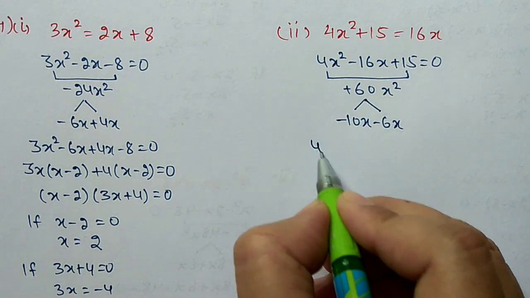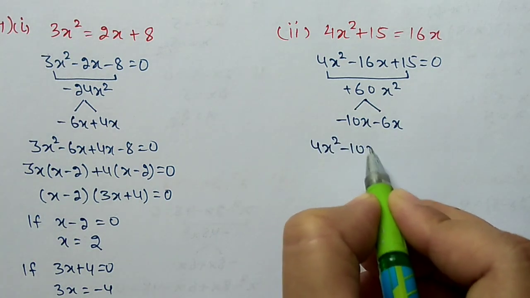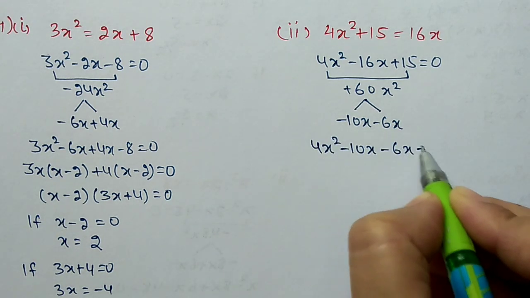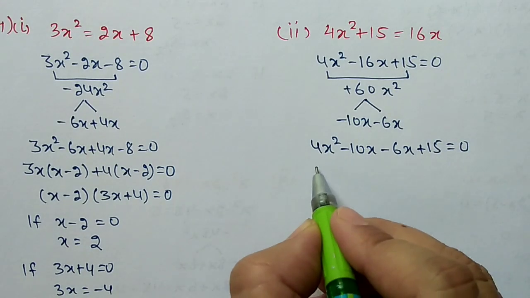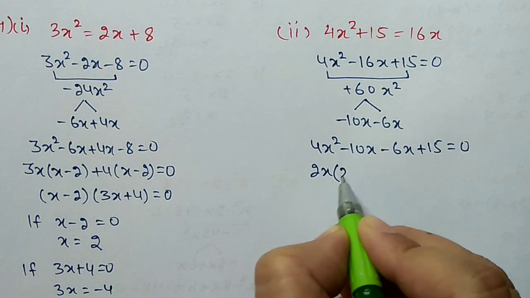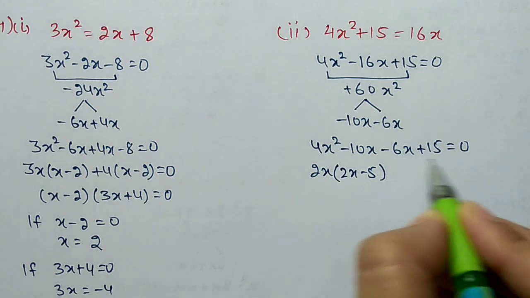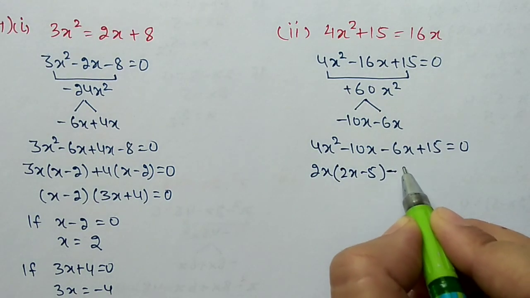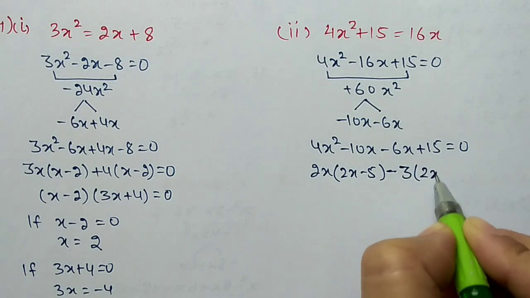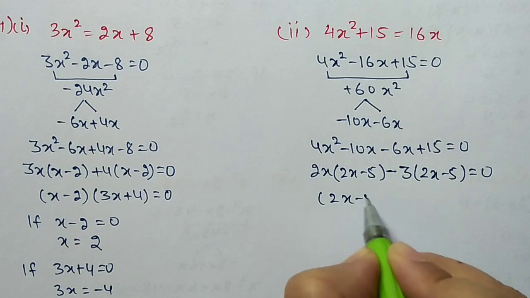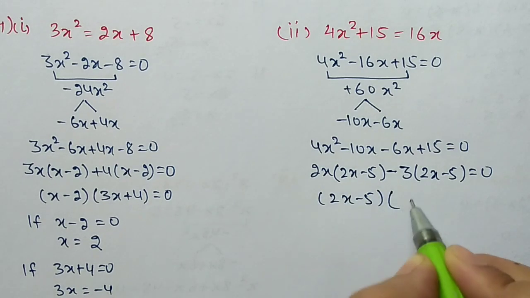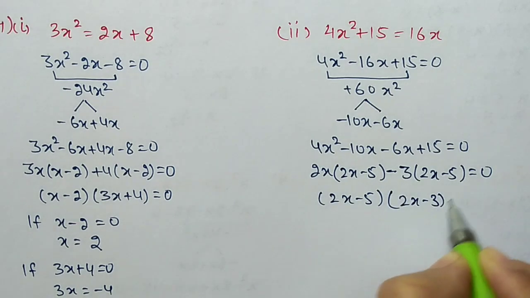Replace with middle term. 4x square minus 10x minus 6x plus 15 equal to 0. From the first two, we can take 2x common, then we have 2x minus 5. From the last two, we can take minus 3 common, then we have 2x minus 5. So 2x minus 5 first bracket and 2x minus 3 second bracket.